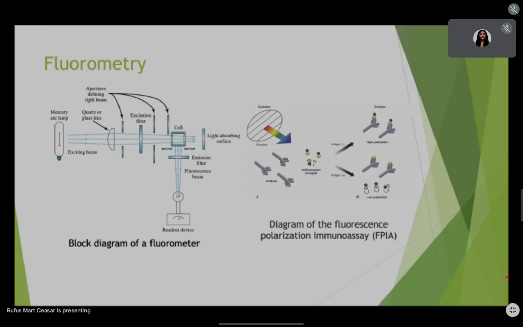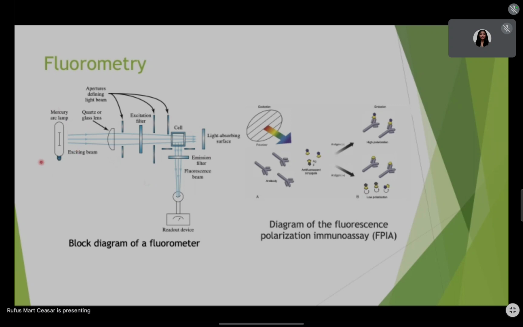Oh, baka lumabas din dati sa word exam namin. A fluorometer uses filter monochromators to isolate excitation and emission light, whereas a spectrophotometer uses a diffraction grating, similar to a typical spectrophotometer. Okay, fluorometer, filter; spectrophotometer, diffraction grating. So, mercury arc lamps, xenon arc lamps, or xenon mercury arc lamps and lasers are typical fluorescence sources.